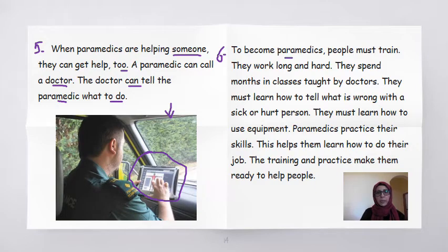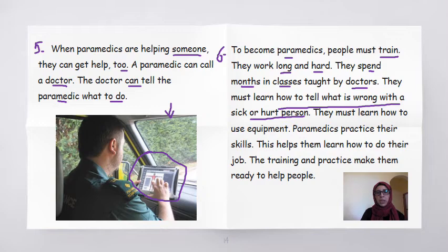Paragraph 6. To become paramedics, people must train. It's not easy. They work long and hard. They spend months in classes taught by doctors. So who teaches these paramedics? Doctors. They must learn how to tell what is wrong with a sick or hurt person. We have a cause and effect here as well. I want you to find it too.